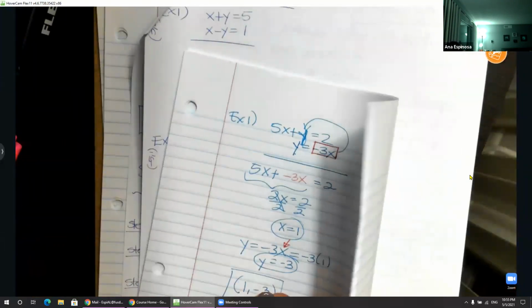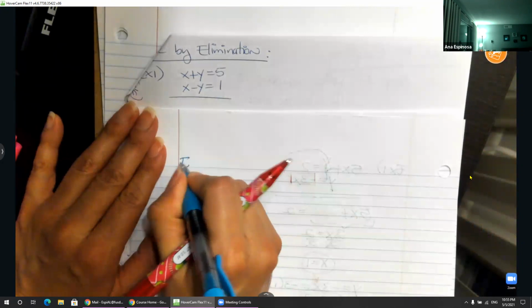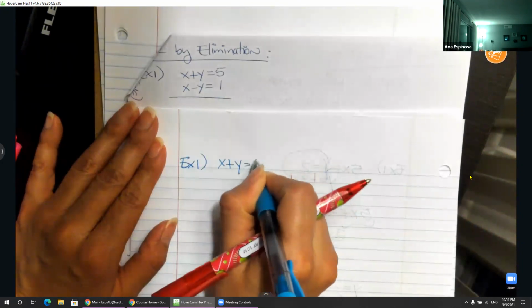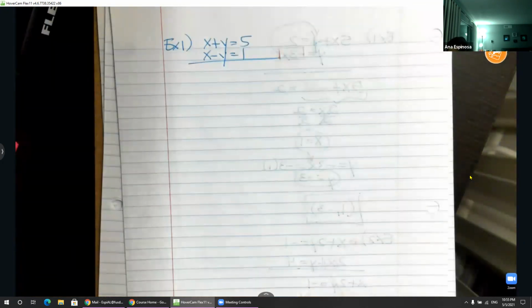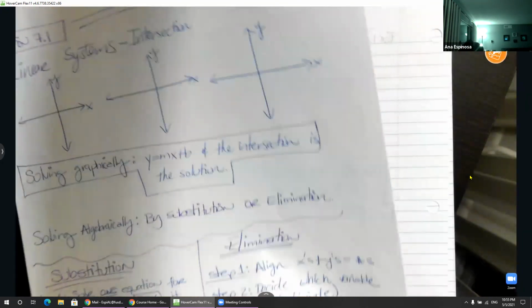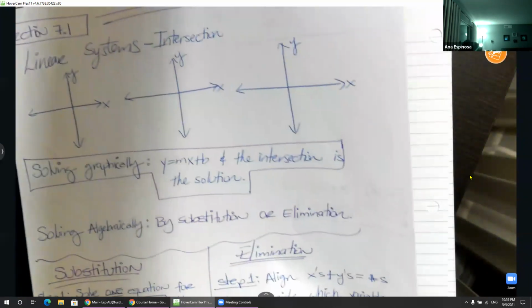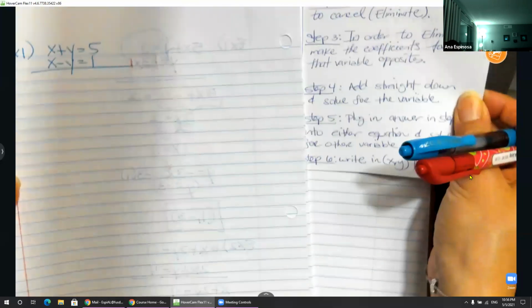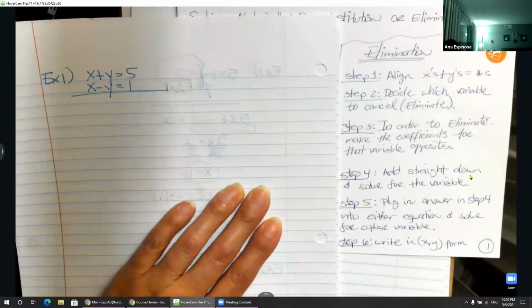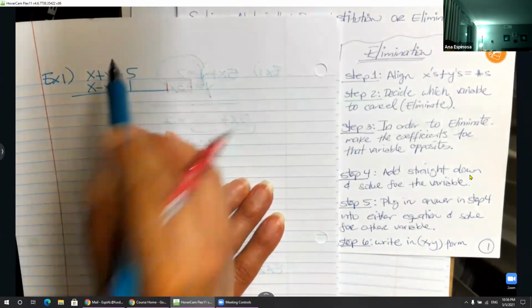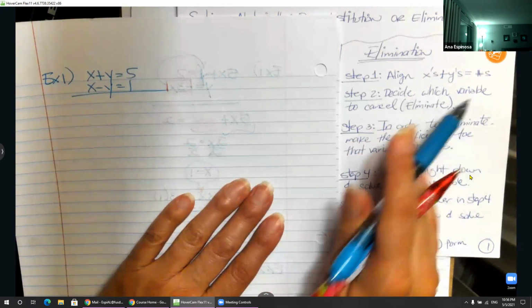Okay, let's do elimination now. All right, elimination will start off pretty easy because I've set it up that way. Okay, so let's go ahead and start with the steps. Elimination says, step 1, find the x's, y's, and numbers. Okay, so I've got x's, y's equals number. That's already set.